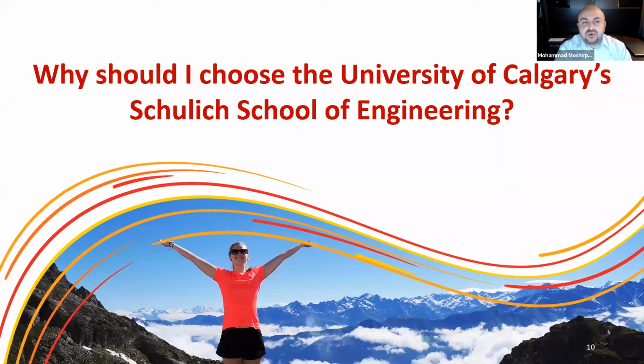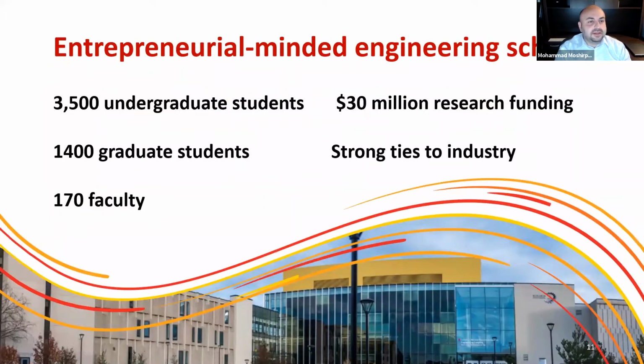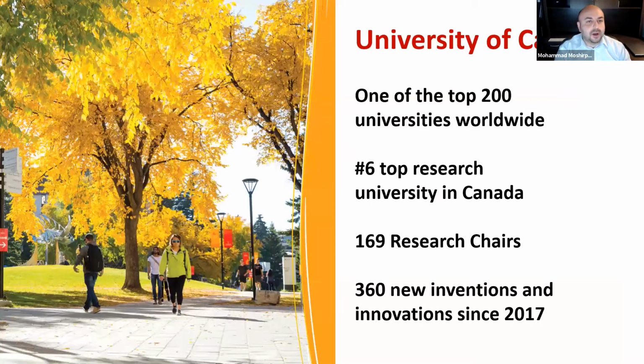Why should you choose University of Calgary? University of Calgary is a great university. We have 3,500 undergraduate students, 1,400 graduate students, strong ties to the industry, and 170 faculty members. We work with industry quite a bit, and having industry present in our classrooms is key, as evidenced by our project course that I just talked about.